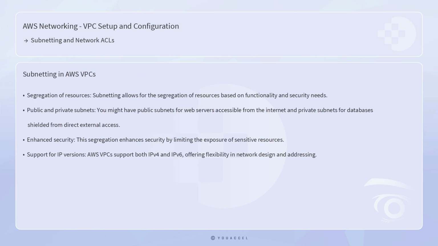In AWS VPCs, subnetting allows for the segregation of resources based on functionality and security needs. For example, you might have public subnets for web servers accessible from the internet and private subnets for databases that should be shielded from direct external access. This segregation is not only logical, but also enhances security by limiting the exposure of sensitive resources. AWS VPCs support both IPv4 and IPv6, offering flexibility in network design and addressing.